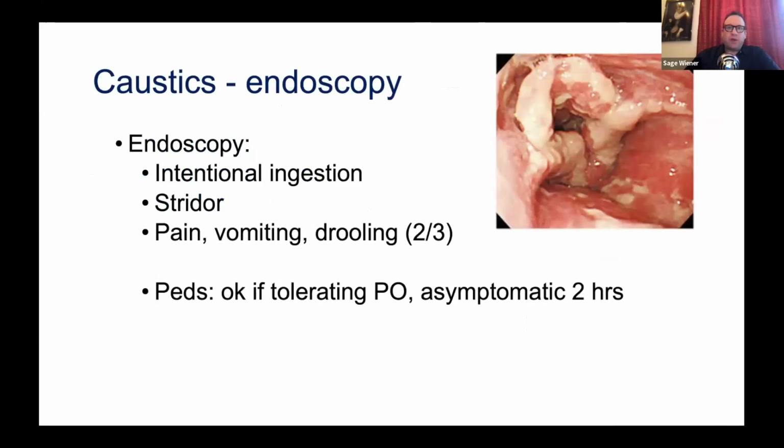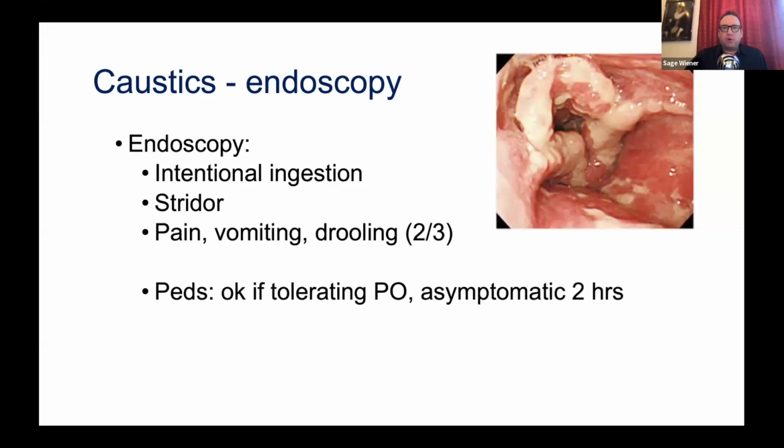So who do we scope? Anyone with an intentional ingestion, anyone with stridor, anyone with a combination of vomiting and drooling. If they have persistent pain, and that was not directly studied in any of these, I think a lot of people would consider that an indication to scope as well, or if they're not tolerating PO. But if they're tolerating PO, they're asymptomatic a few hours after the ingestion, then potentially they don't need any further evaluation.